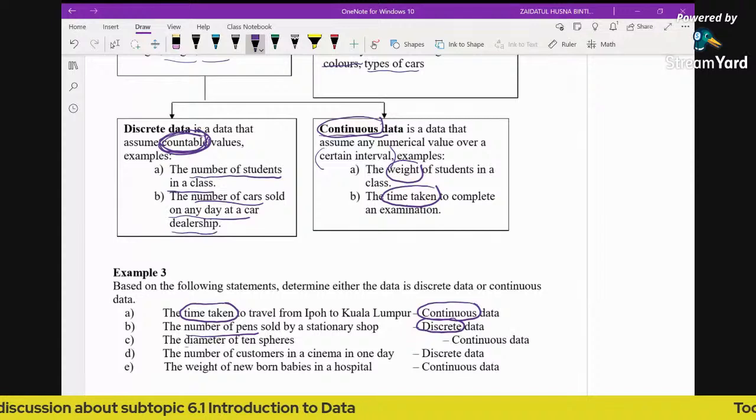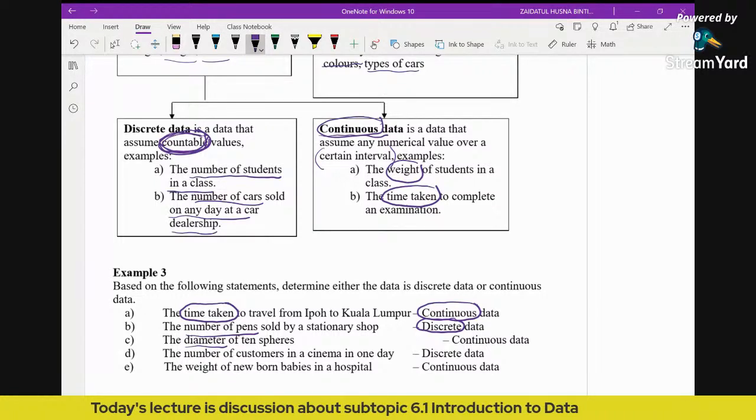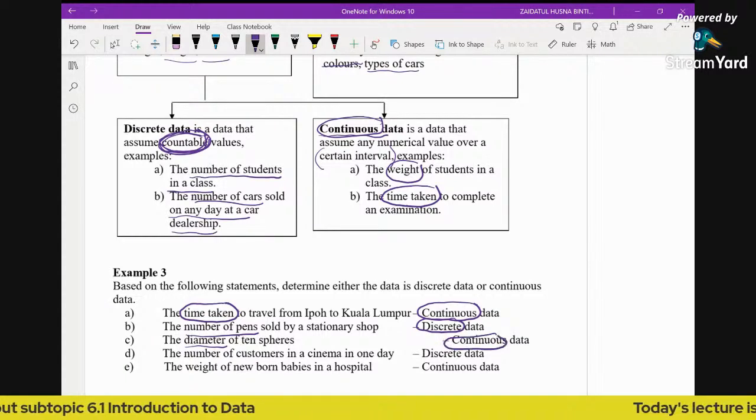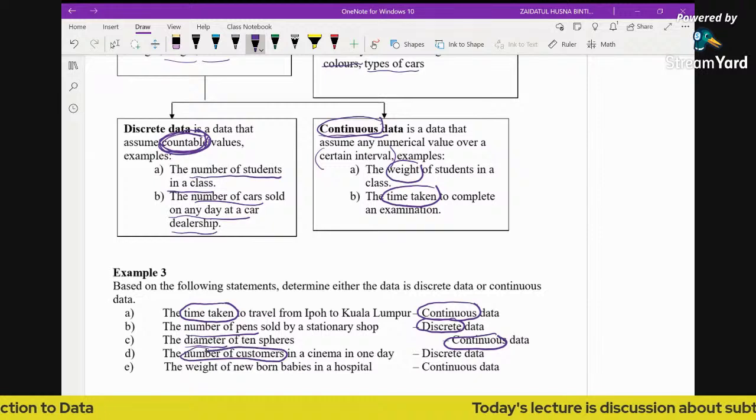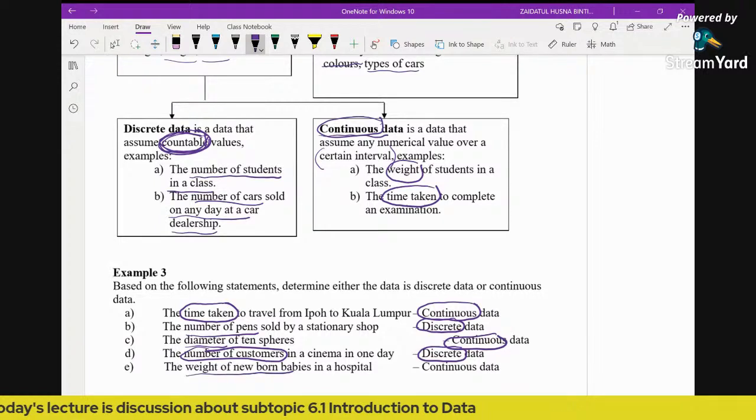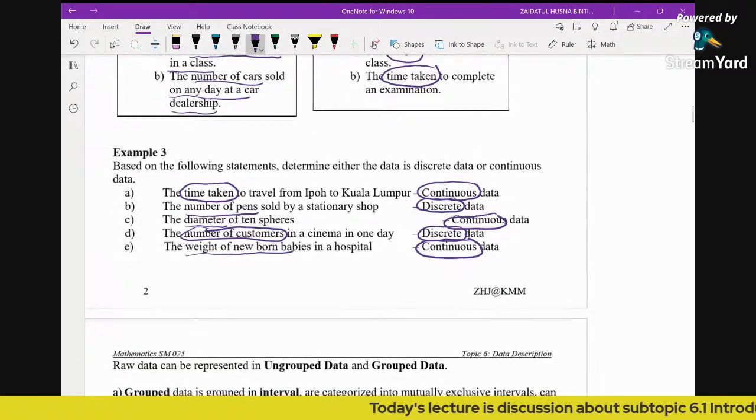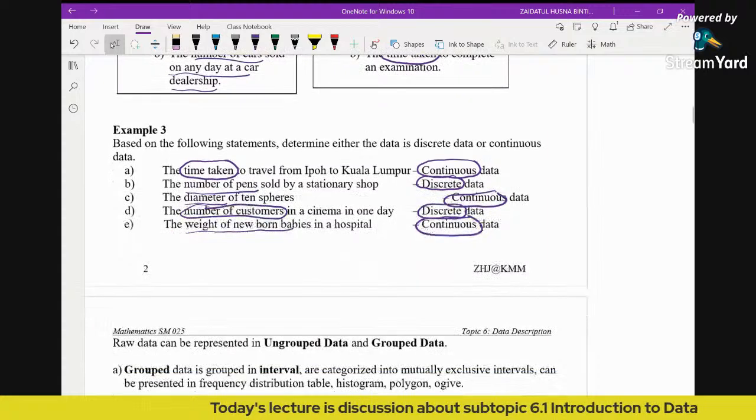Then, diameter of 10 spheres. When you read the readings on the ruler, you can have decimal measurements, so that is continuous data. Number of customers: we are talking about people, and people cannot be decimal, so it is discrete data. And weight of newborn babies in a hospital can be represented as continuous data. So that is the example of the difference between continuous and discrete.